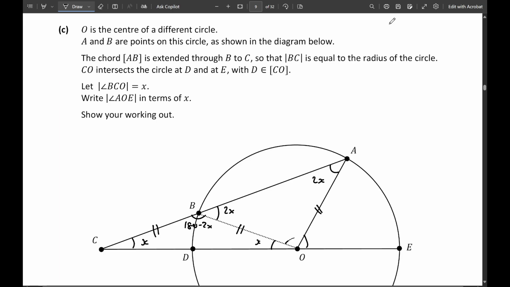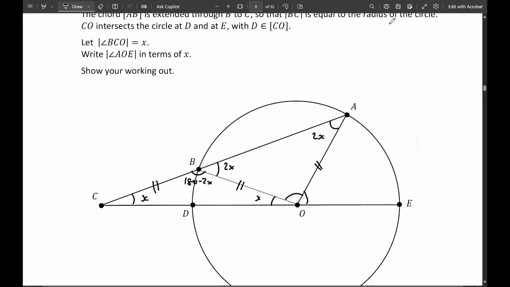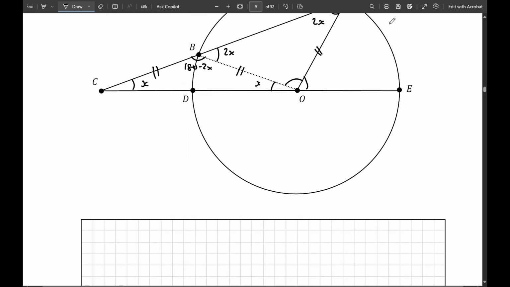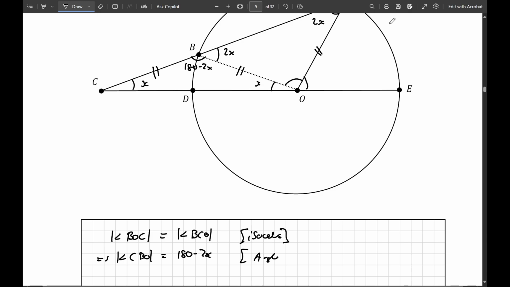Okay, so this angle in here, again, AOB is a triangle. I should actually be writing all this down. So BOC is the same as BCO because they're isosceles. So that implies that the magnitude of the angle CBO is 180 take away 2x, as angles in a triangle add to 180 degrees.